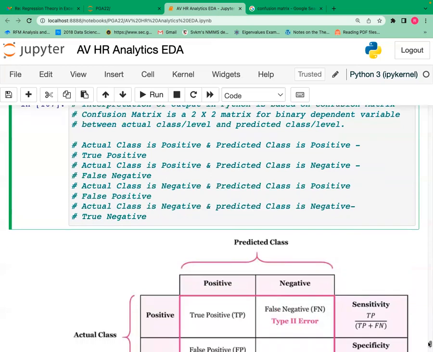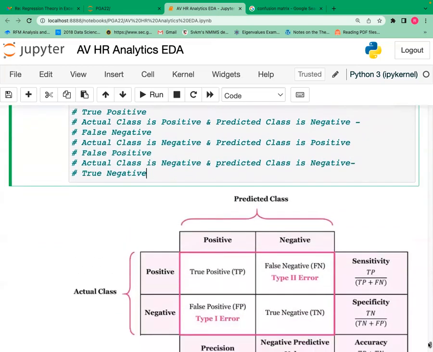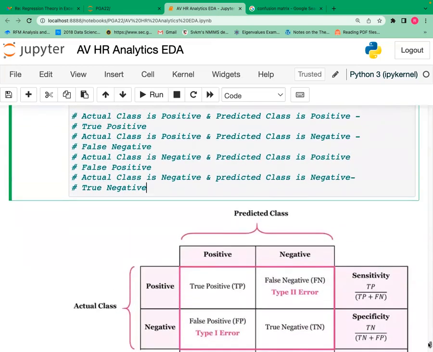So the confusion matrix is very critical, which is a 2 by 2 matrix of the actual class and the predicted class. 4 quadrants will be there in a 2 by 2 matrix.